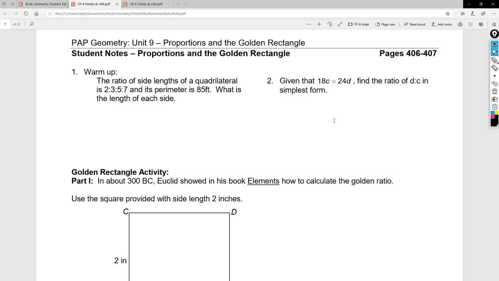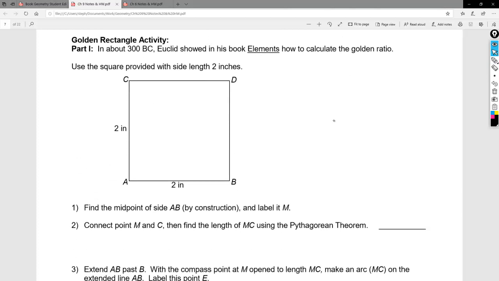Okay, so next we are exploring a little bit of what the golden rectangle is. Euclid actually showed this in his book. We talked about that briefly last semester, about the golden ratio.